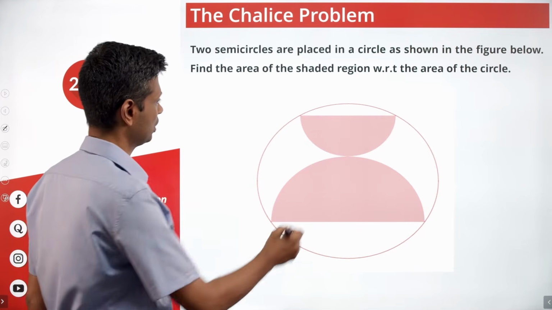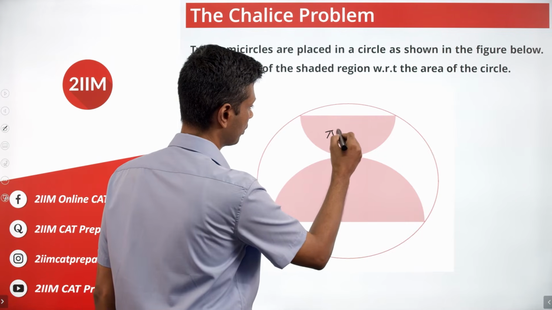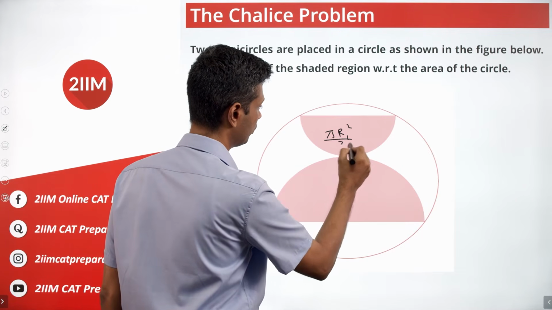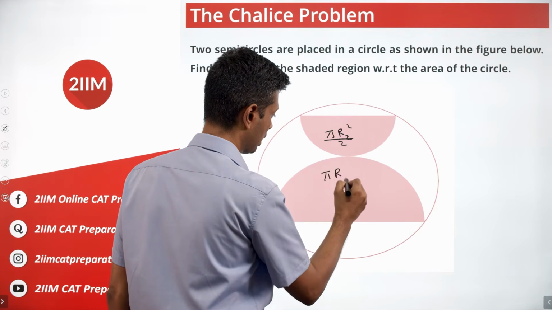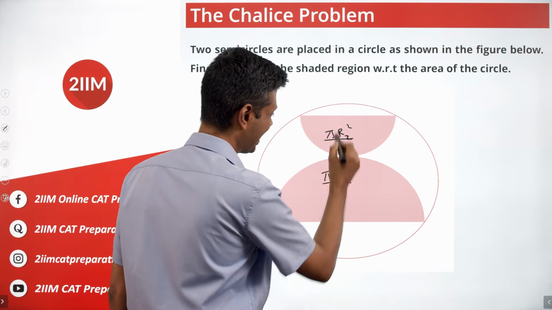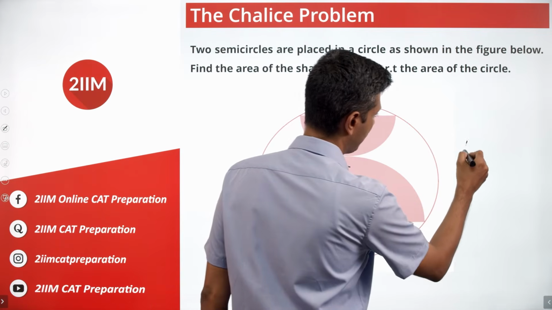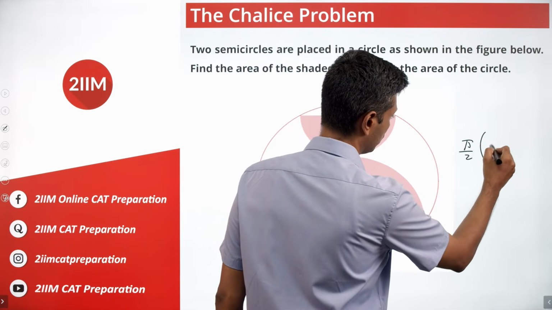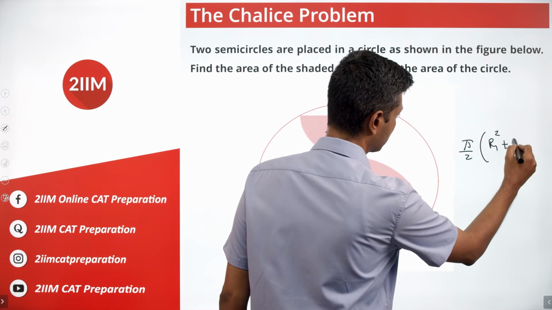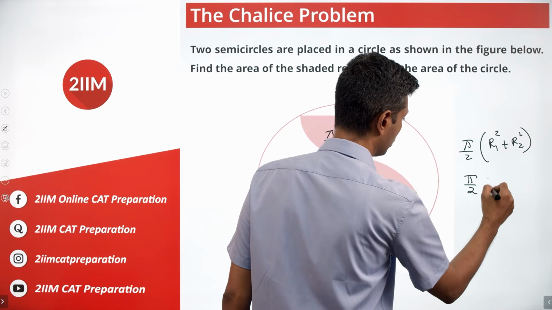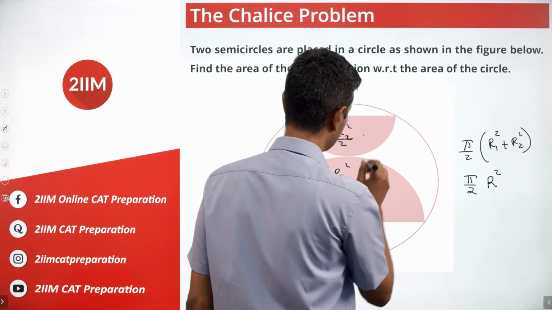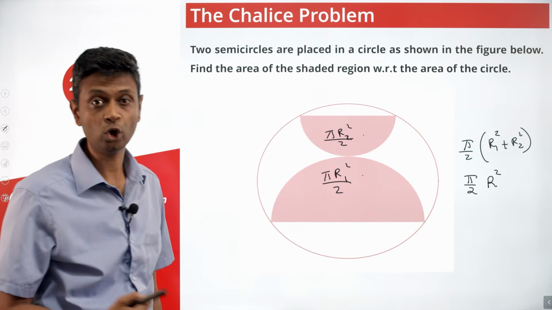An area. This is pi R1 square by 2. Pi R2 square by 2. This is pi R1 square by 2. Add these two. We'll have pi by 2 into R1 square plus R2 square. Just pi by 2 into R square, so the shaded regions amount to half the area of the overall circle.